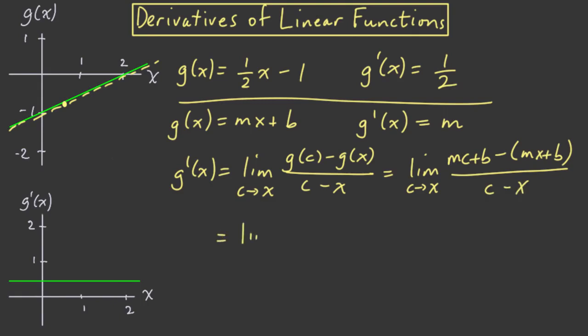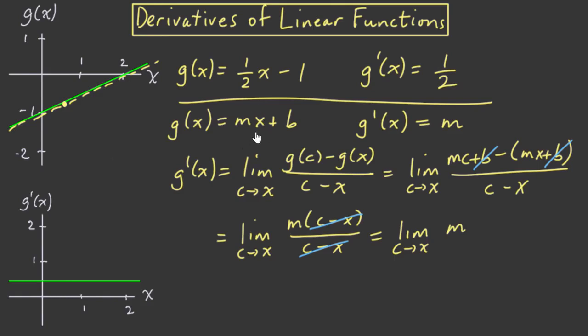And that's going to be the limit as c approaches x of, and the b's are going to cancel up on top, and we're left with mc minus mx, which I'm going to write as m times c minus x. And our denominator is still c minus x. And we get more cancellation. And so we just get the limit as c approaches x of m. And m is just a constant. It's our slope of the original line. So when we take the limit of a constant, we're just going to get that constant. So we always get m as the result. So g prime of x equals m no matter what the x is.